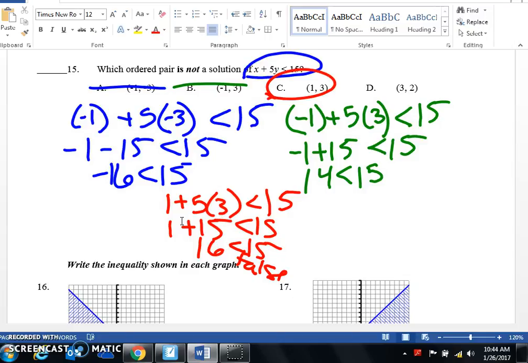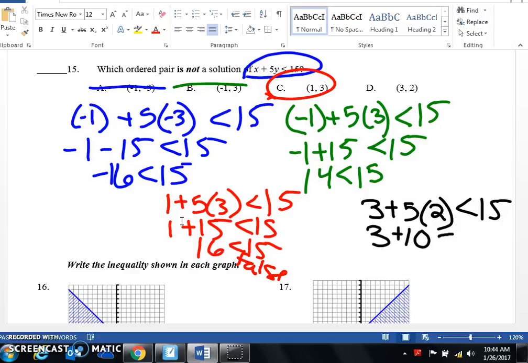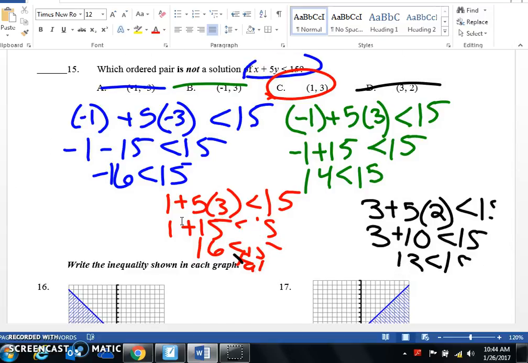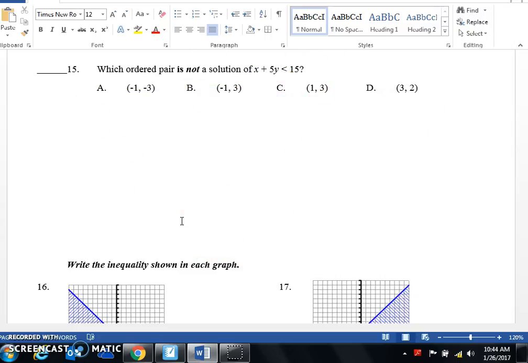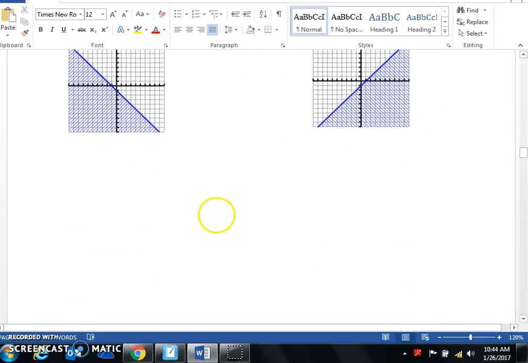Just to make sure, let's try out 3, 2. And once again, that's true. So that is a solution. Okay? Why not? These look way more difficult than they are.